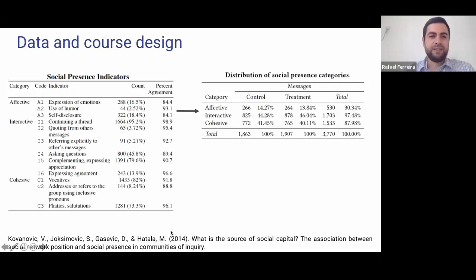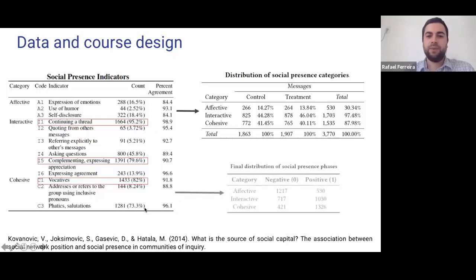As we can see, these 3 highlighted indicators have the majority of the messages. By the way, each message can have more than 1 indicator. So continuing thread, complementing, and vocative had a lot of messages coding these indicators. For example, 2 of them are related to interactive, and if we account the messages from both of them, we will basically say that every message belongs to interactive. So we decided to remove the marks for these 3 indicators.